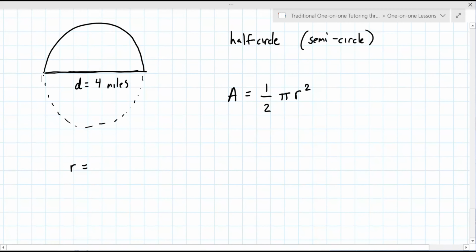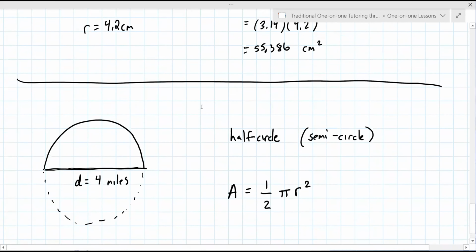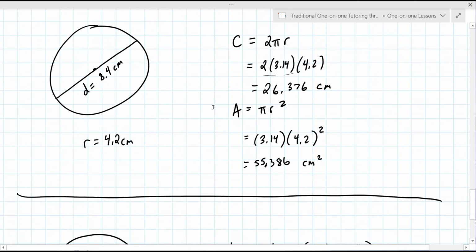Can you scroll back up? Sure. I need to check out the third problem we did. Okay. All right. I got it. Okay. So let's go back here.